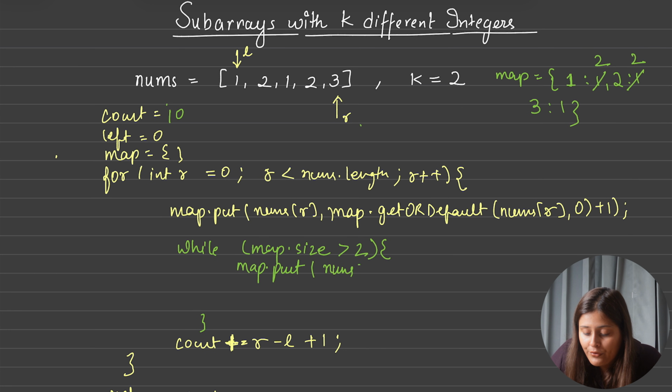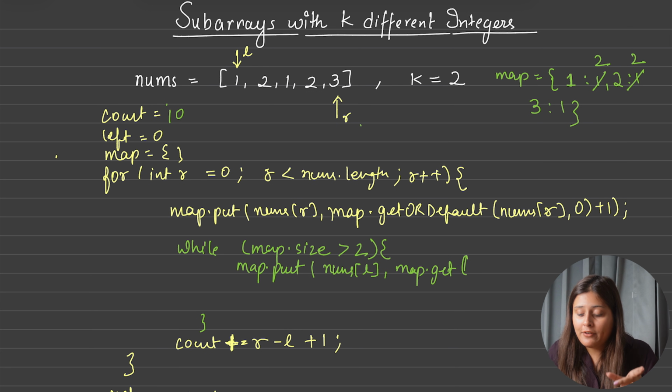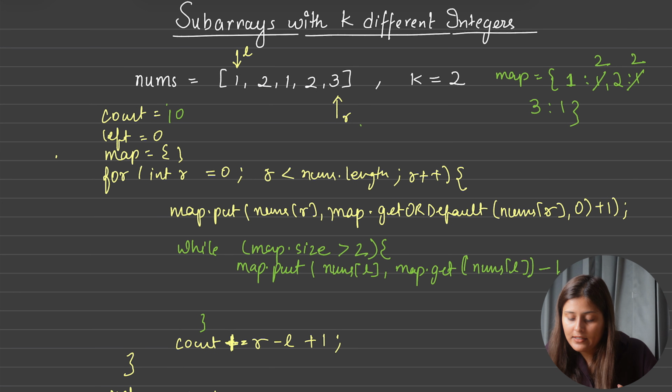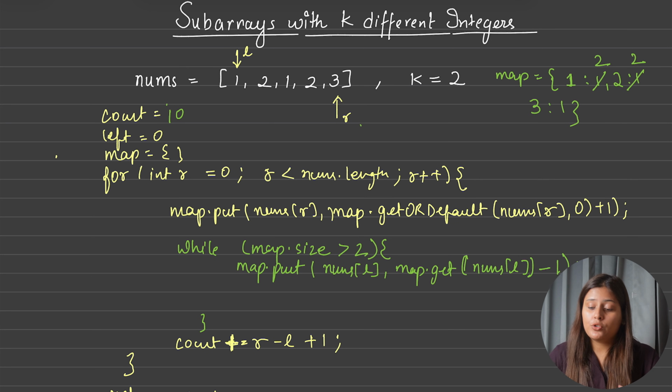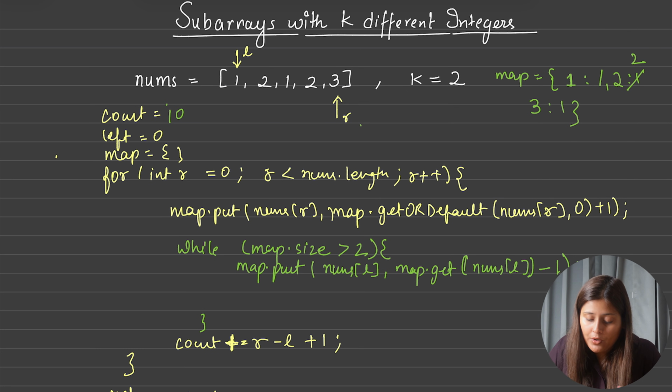At nums of left, what to put? Less frequency. So whatever the value of that key is there, so map.get(nums[left]), what value it holds. So currently the frequency is 2, and then I want to decrease that, correct? So now can I say the frequency will go from 2 to 1? Yes. And then what we will do? We will do left++. So now my left pointer will point to this index.